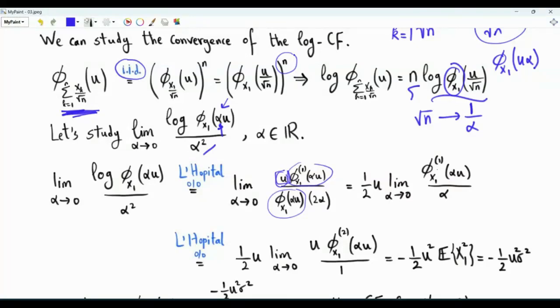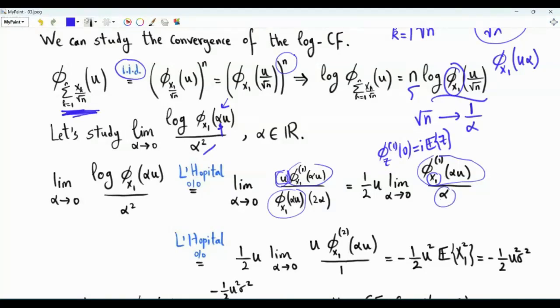Now, what is the first derivative if we take the limit as alpha tends to 0? The first derivative of the characteristic function evaluated at 0, as we have seen, is i times the first moment. If our random variable is zero mean, this is also equal to 0. And the denominator is 0 as alpha tends to 0. We are again in a 0 over 0 situation, and we need to apply L'Hopital's rule. We can do this because the second moment is finite for random variable x1, and hence the characteristic function is twice differentiable. So there is no problem in taking the derivative again.